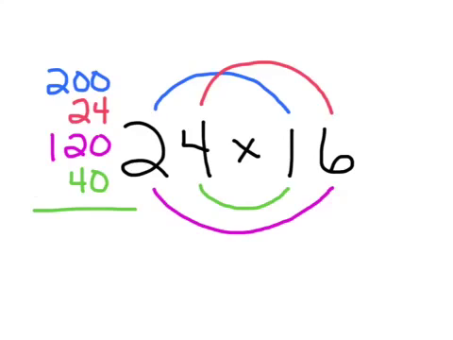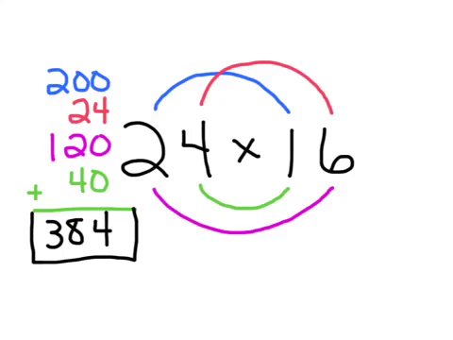At the end, though, you get a list of numbers that you need to add together. 4, that's 4. 2 plus 2 plus 4 is 8. And 2 plus 1 is 3. 384 is our answer.